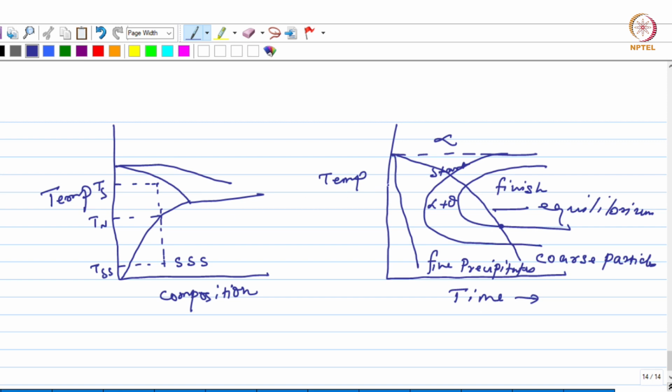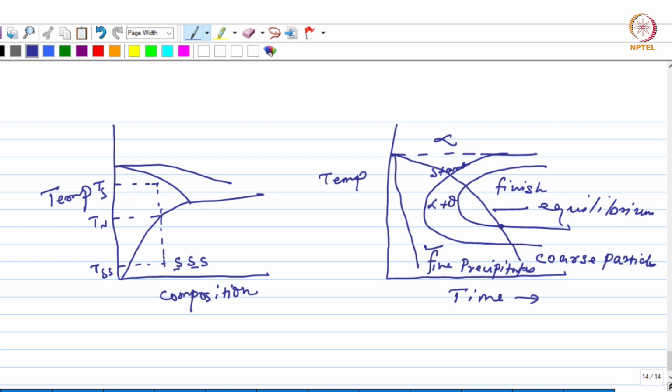On the other hand, when you cool it down fast, this equilibrium transformation does not take place, rather you will get a supersaturated solid solution, right? And when we age this supersaturated solid solution at a particular temperature, you would get these fine precipitates. Okay, and then we had started discussing the mechanism as to how this strengthening occurs when you have this precipitation occurring in the alloy.